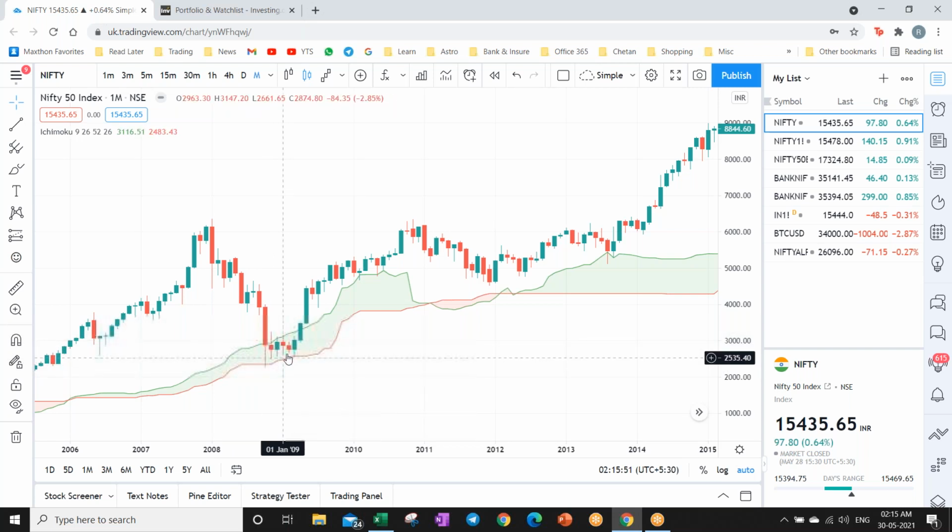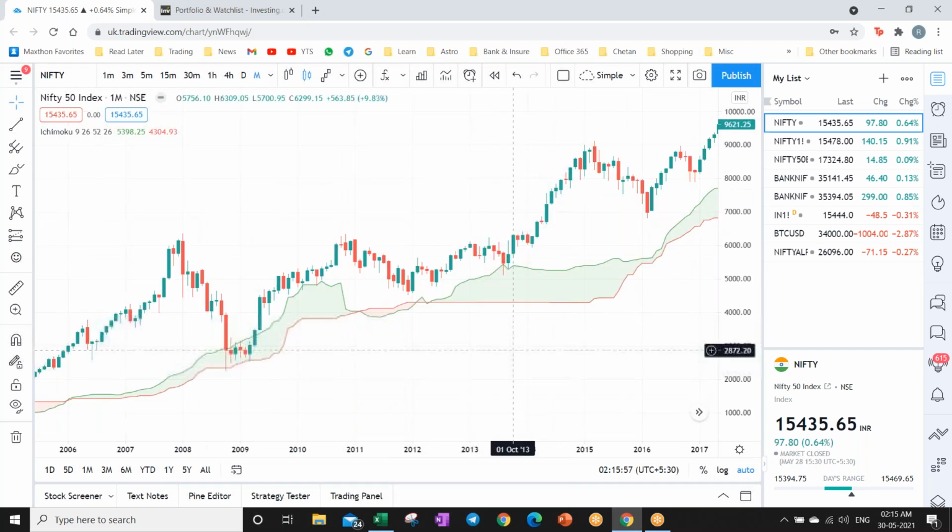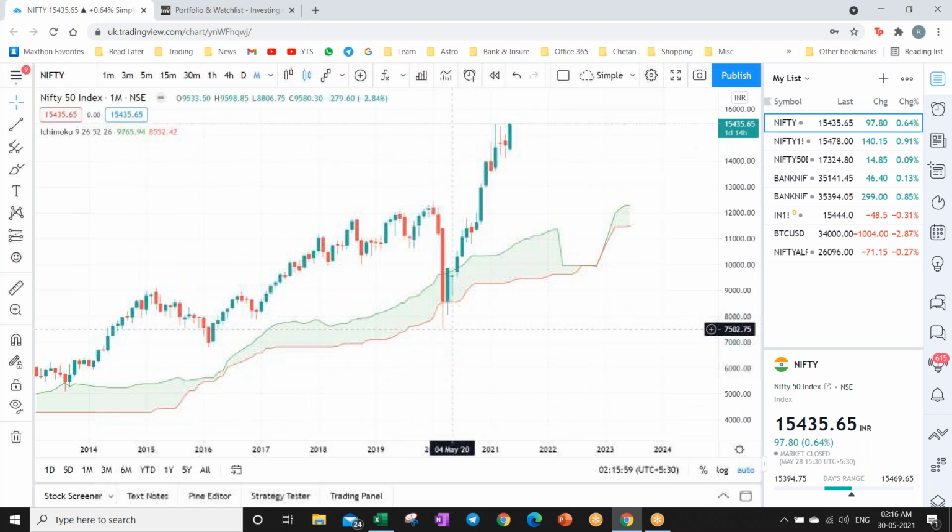For 1, 2, 3, 4, 5, 6 months we formed a consolidation here inside the cloud, and then started moving on the upside. And here in March 2020 also, we just went below the cloud but bounced back and closed inside the cloud. Next month also we went below the cloud, but we never closed below the cloud and started moving on the upside.